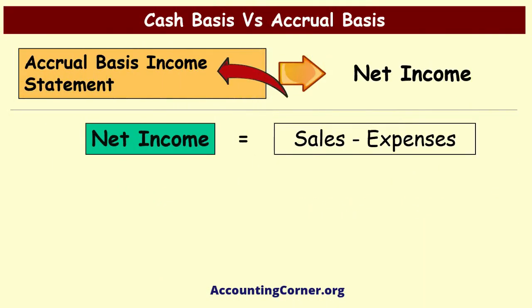Finally, under the accrual basis income statement, net income is calculated using the same basic formula: sales minus expenses. The key difference is that both sales and expenses are based on when they're earned and incurred, not on cash flow. This gives a more accurate reflection of the company's true financial performance during the period.